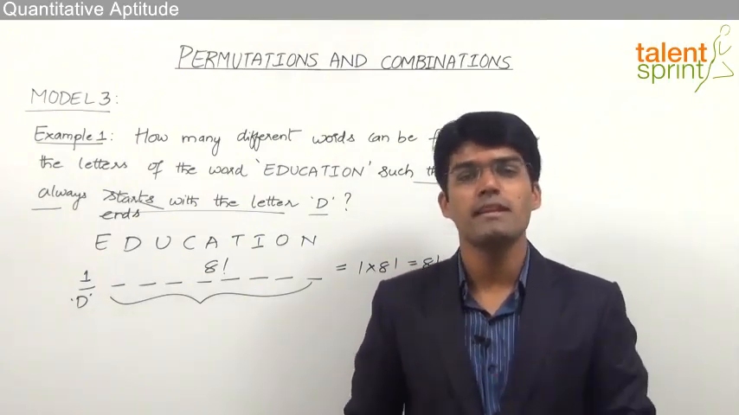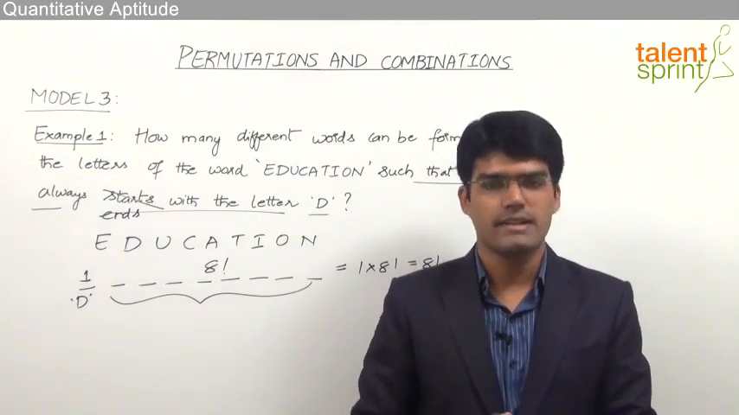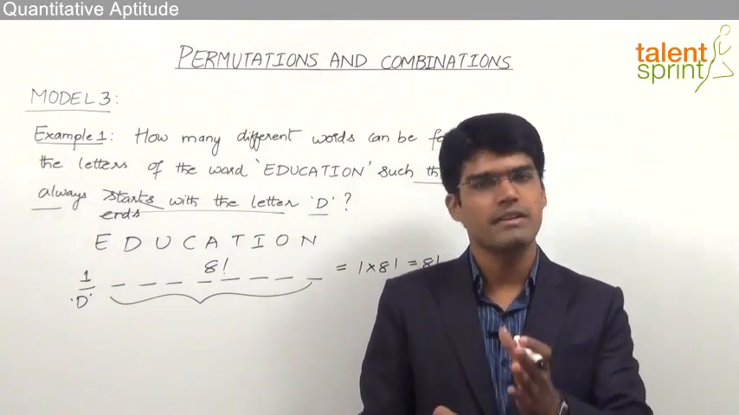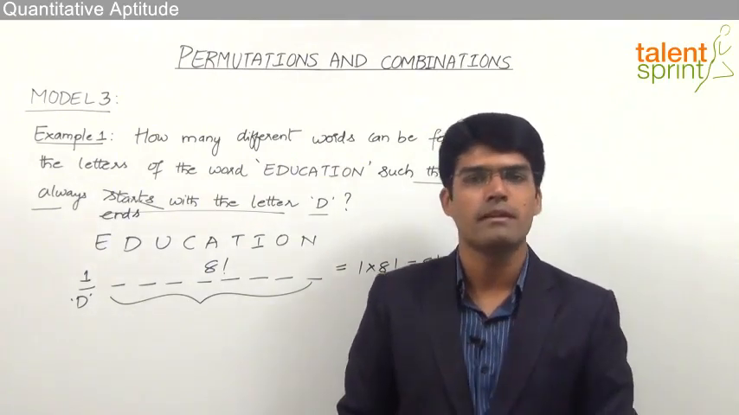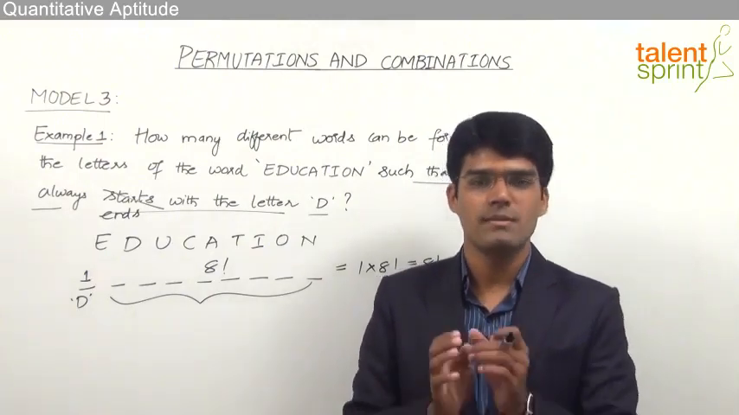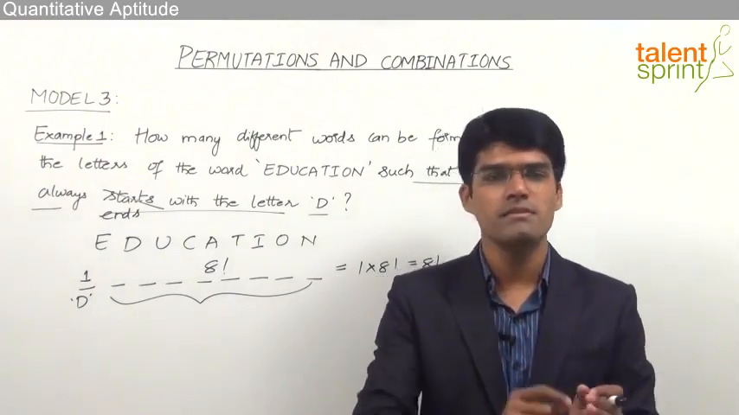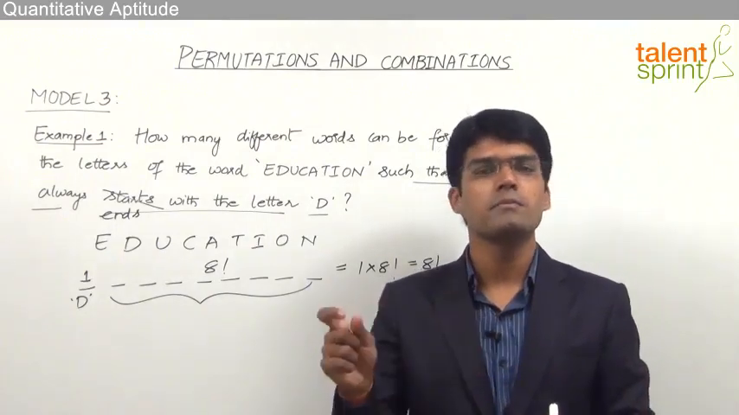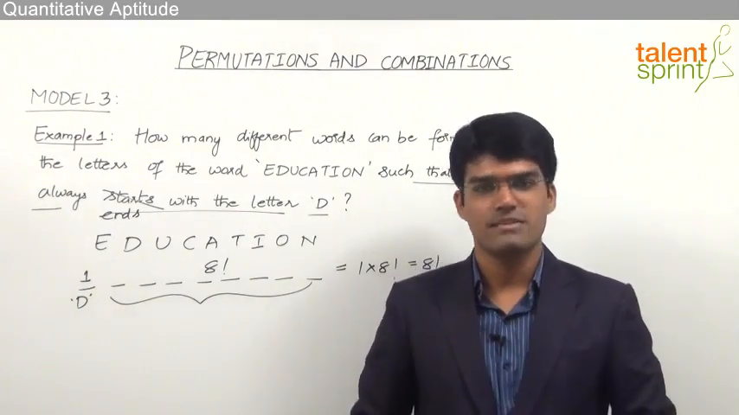So the point to be noted here is, whatever be the type of object, it can be persons or letters or digits or any other object for that matter, the answer for these types of questions can be obtained by fixing the given position with the given object, and then the remaining positions have to be occupied by the remaining objects.